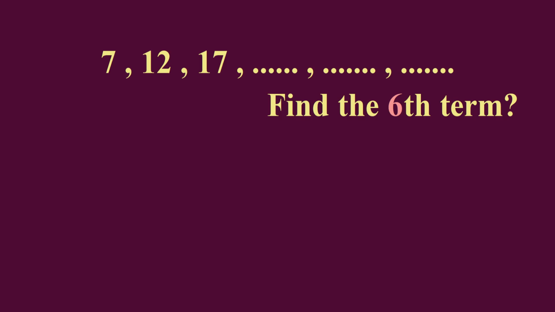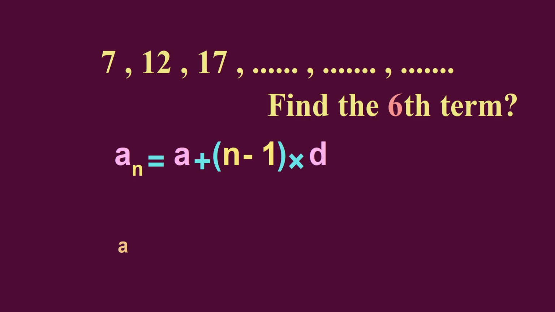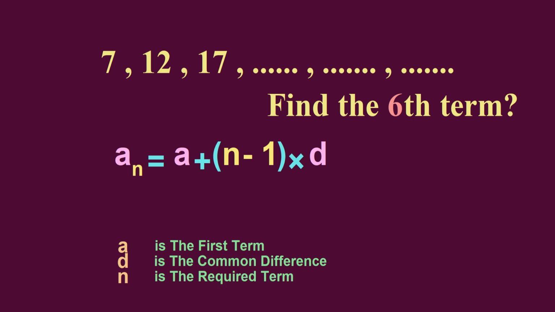In this method, we use the formula a_n equals a plus (n minus 1) times d, where a is the first term and d is the common difference and n is the required term. From our problem, the first term a equals 7 and the common difference d equals 5 and the required term n equals 6.